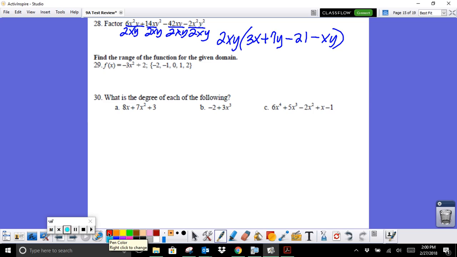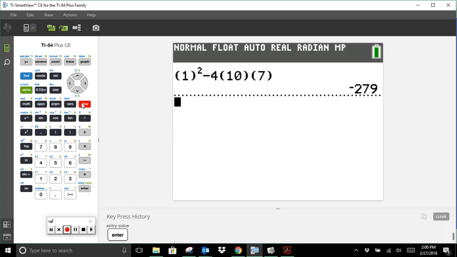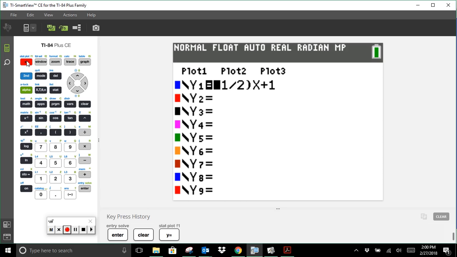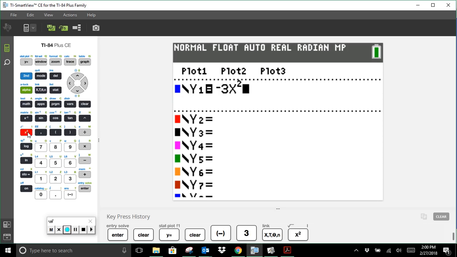29, find the range of the function. All right, so range means y, domain means x. All right, so all of these values here, these are all x values. What I'm going to do, since that is in y equals, I'm going to go to my calculator and type that in my y equals. I'm going to go to my y equals, clear out whatever's in there, and I'm going to type in negative 3x squared plus 2. Really, if you do this any other way, like if you take those numbers and plug them in, not only are you doing it the long way, but you're probably going to get something wrong.